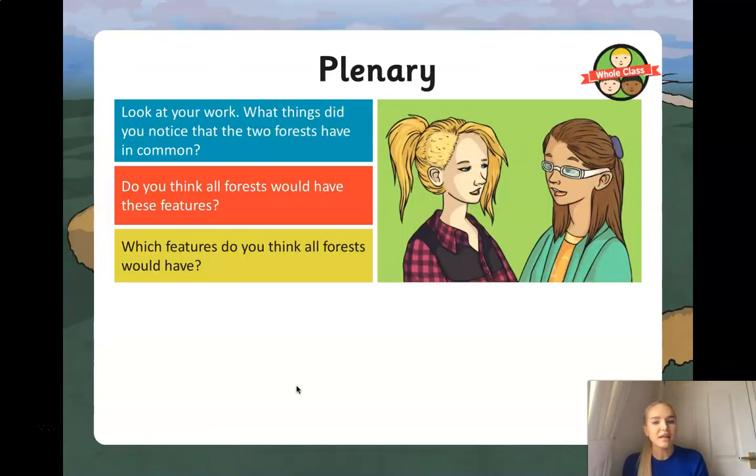So I want you to think, when you've completed your work, what did you notice that the two forests have in common? And do you think all forests would have these features? And if not, what features do you think all forests would have? Pause the video and have a think.